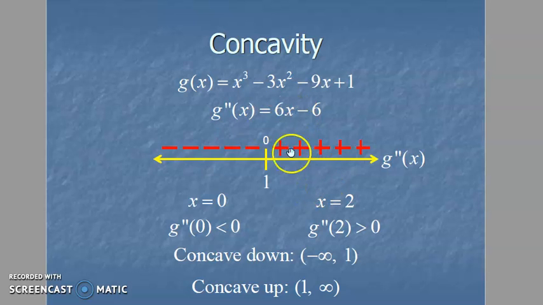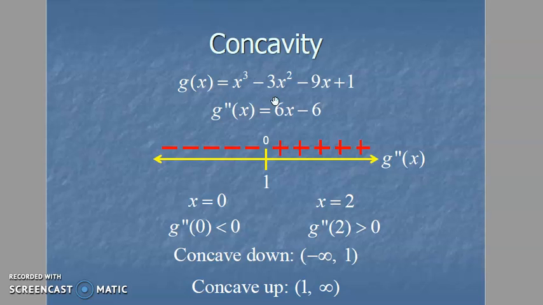Here we take any point from the intervals and check its sign. So when x is greater than 1, the sign is always positive. So if you take x equal to 2, 12 minus 6 comes, 6 is greater than 0. When x equal to 0, it will be minus 6. So here it is going to be negative. So g double dash of x is positive when x is greater than 1 and g double dash of x is negative when x is less than 1.